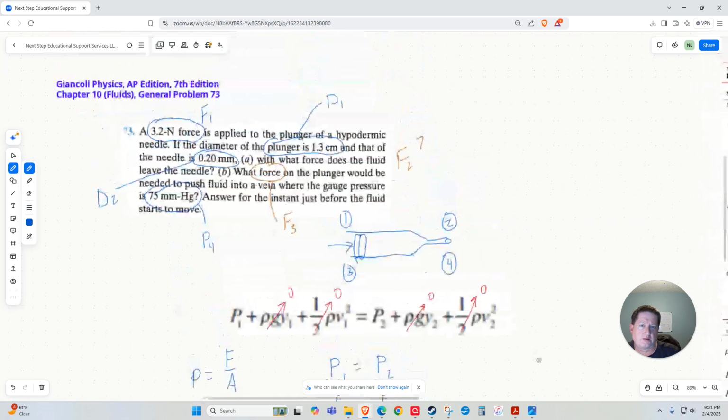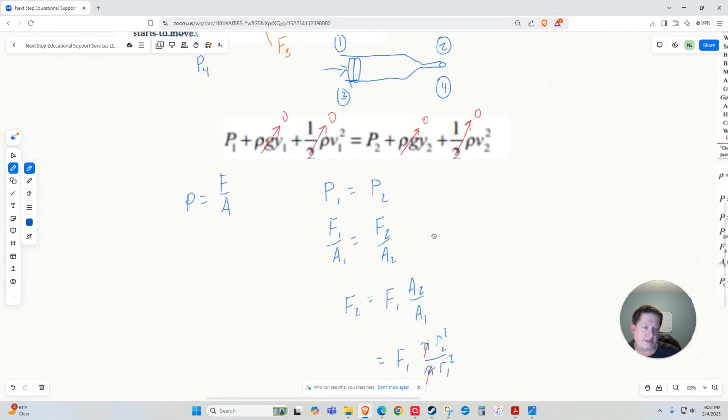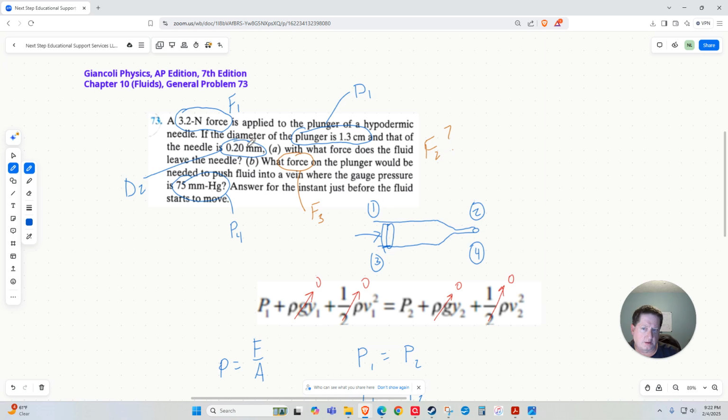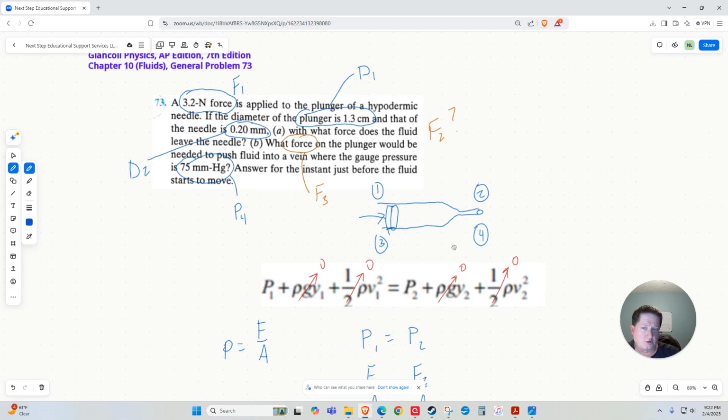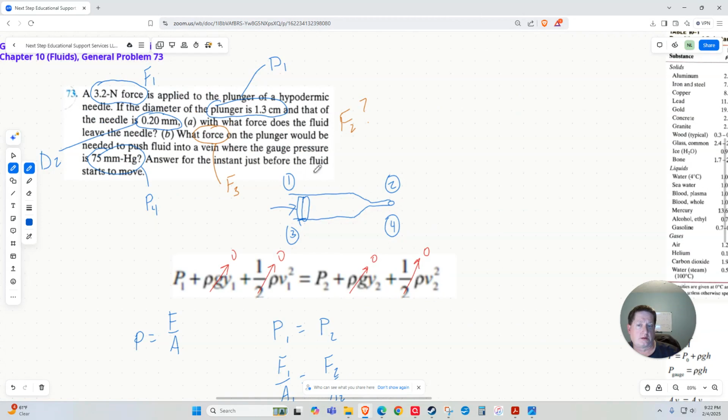Okay. Force 1 is 3.2 newtons on the plunger. Radius 2 of the needle is going to be 0.1 millimeters. And we are squaring that. Since it's a square over square, we can square the whole ratio. And then the radius 1 of the plunger is going to be half of 1.3 centimeters, which is 0.65 centimeters, but when we make that millimeters, it's going to be 6.5 millimeters.